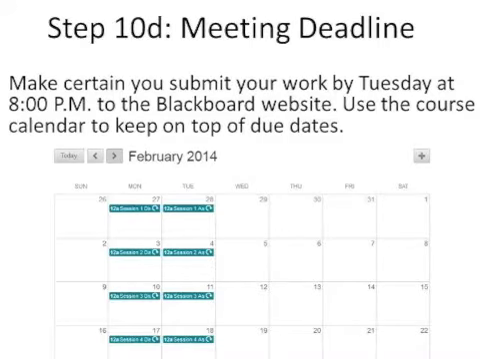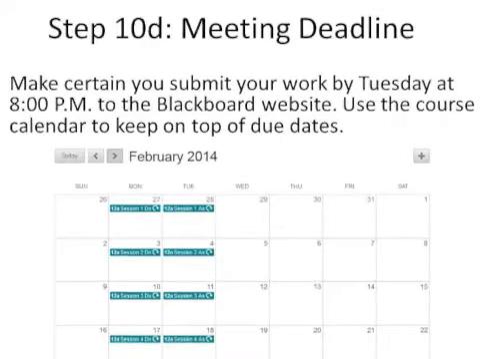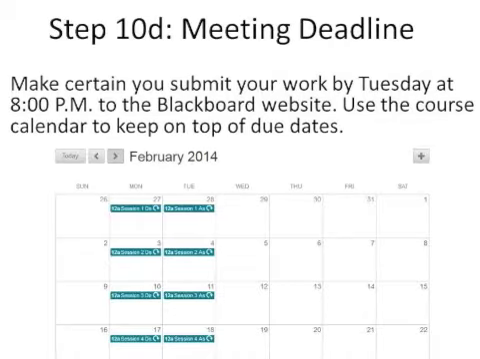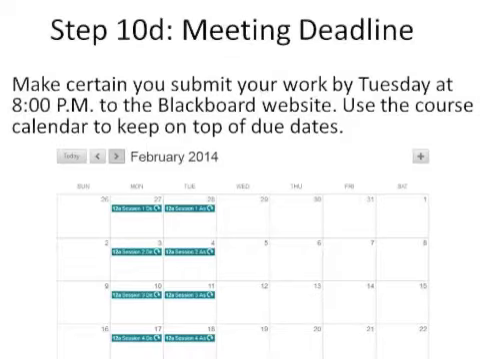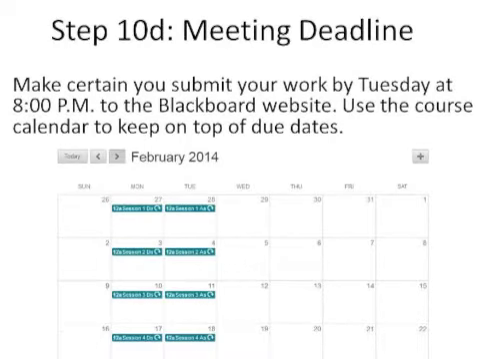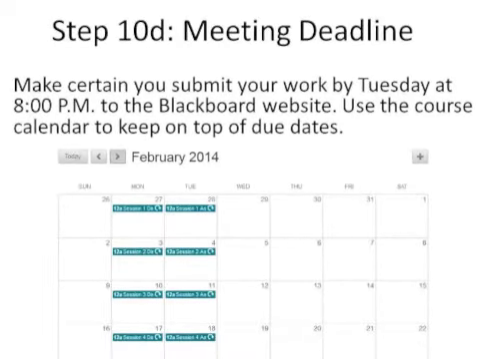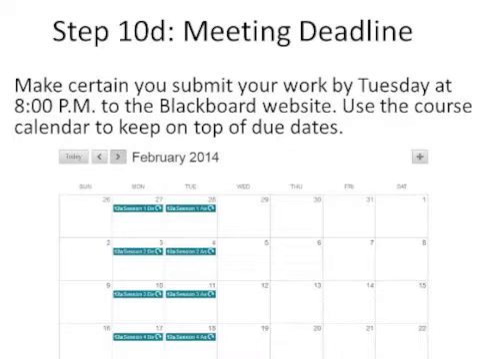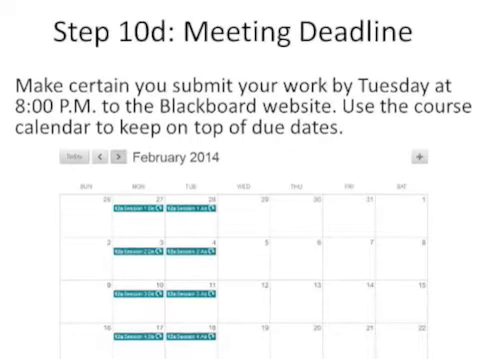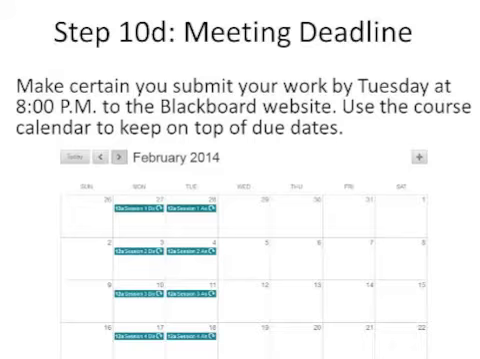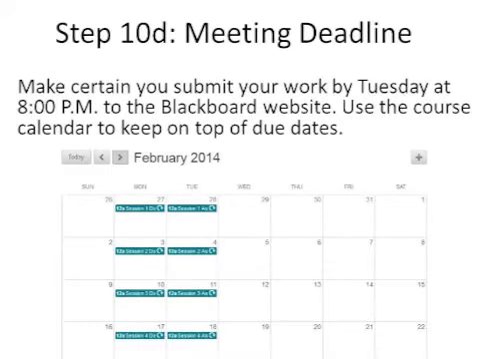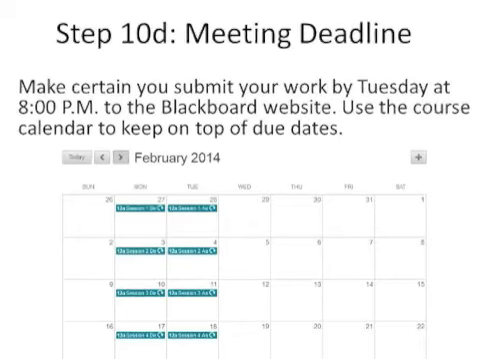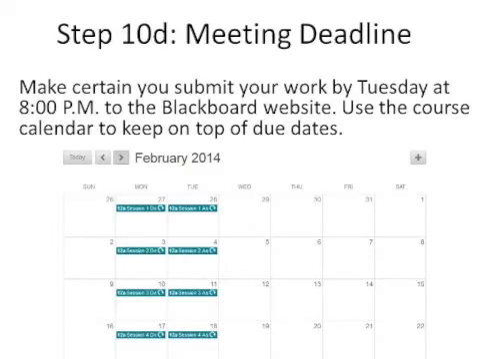Please make certain to adhere to all deadlines which are posted in the course calendar, as this class has many requirements, and if you fall behind in your work, it will be very difficult to catch up. Please also be aware that in Blackboard, discussions are due by 8 p.m. on Monday nights, and assignments are due by 8 p.m. on Tuesday nights throughout the term.